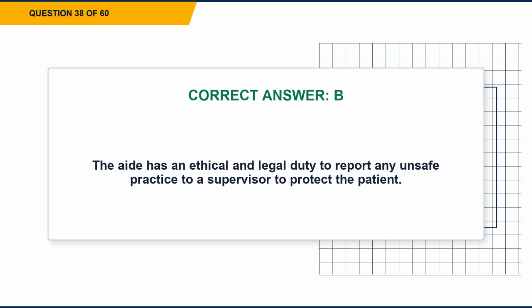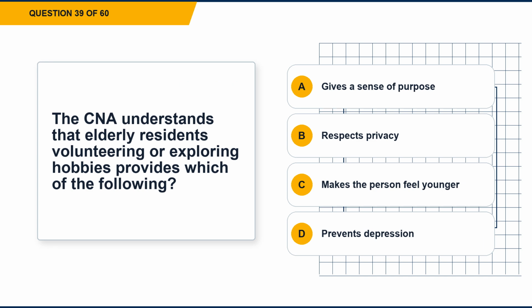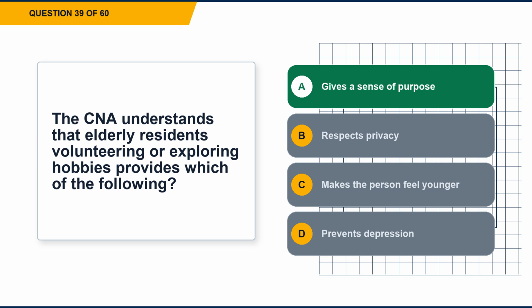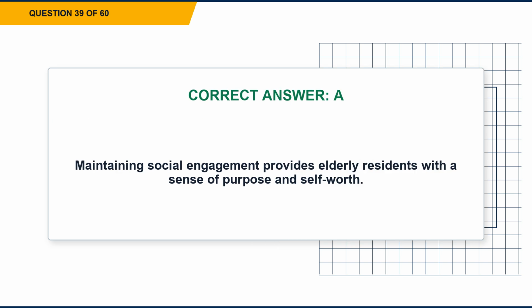patient. Question 39. The CNA understands that elderly residents volunteering or exploring hobbies provides which of the following? Option A, gives a sense of purpose. Option B, respects privacy. Option C, makes the person feel younger. Option D, prevents depression. The correct answer is option A, gives a sense of purpose. Explanation. Maintaining social engagement provides elderly residents with a sense of purpose and self-worth.